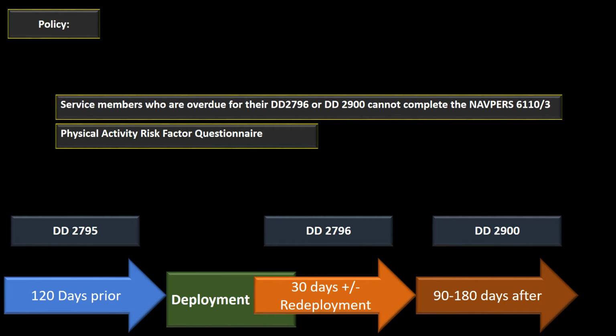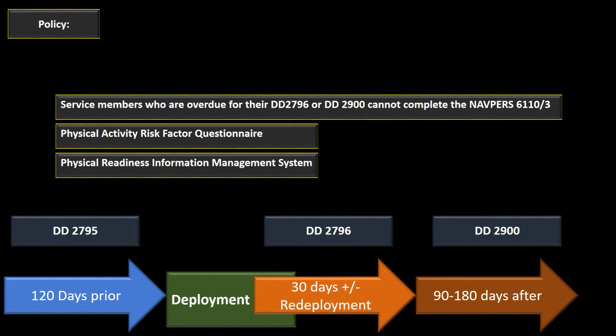That's your PARFQ that has to be updated in PRIMS, the Physical Readiness Information Management System. So you cannot do your PARFQ and update PRIMS if you are delinquent on your post-deployment health assessment or your post-deployment health reassessment. Okay, and that's important to understand, because if you can't update it, then you can't run it, and that will be counted as a PRT failure.